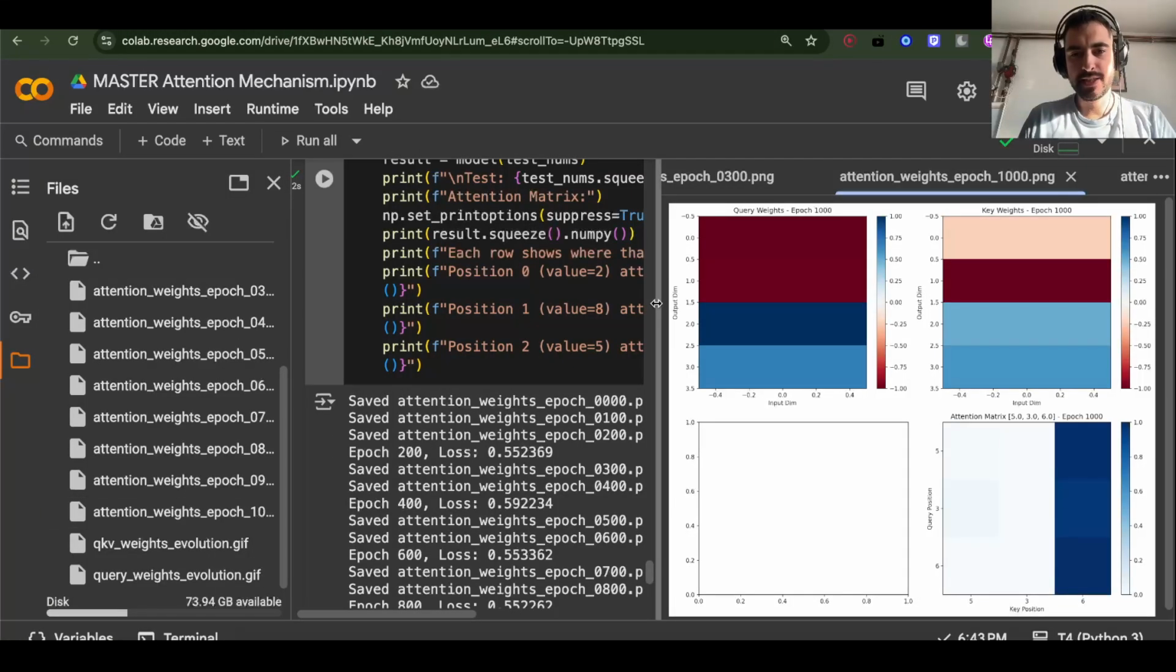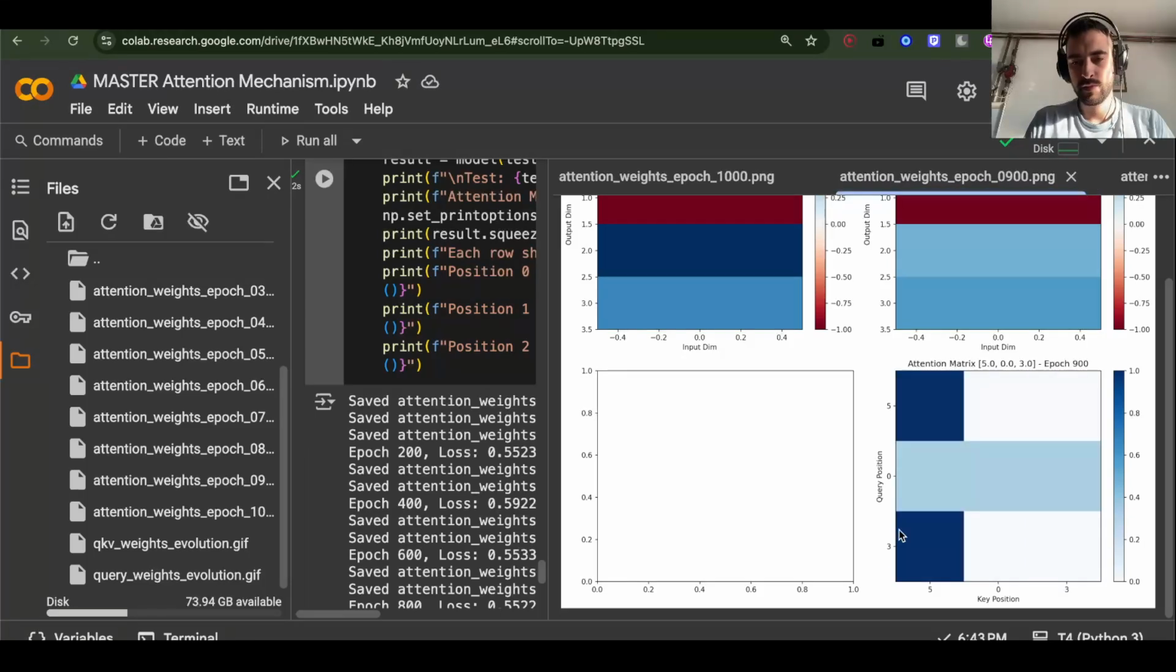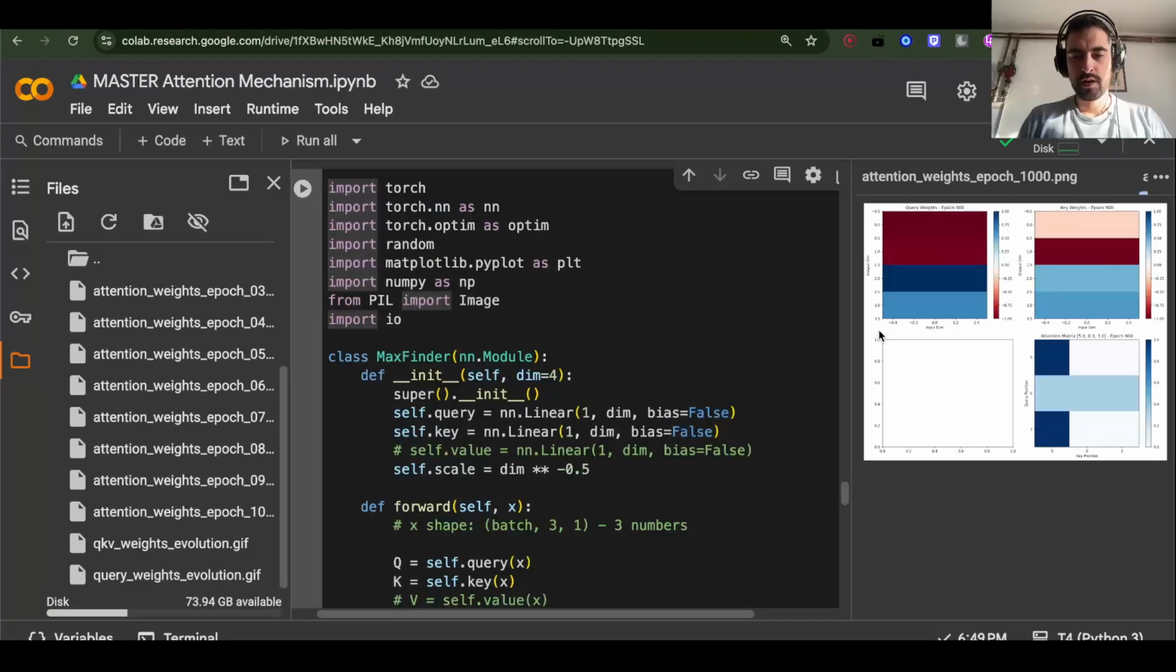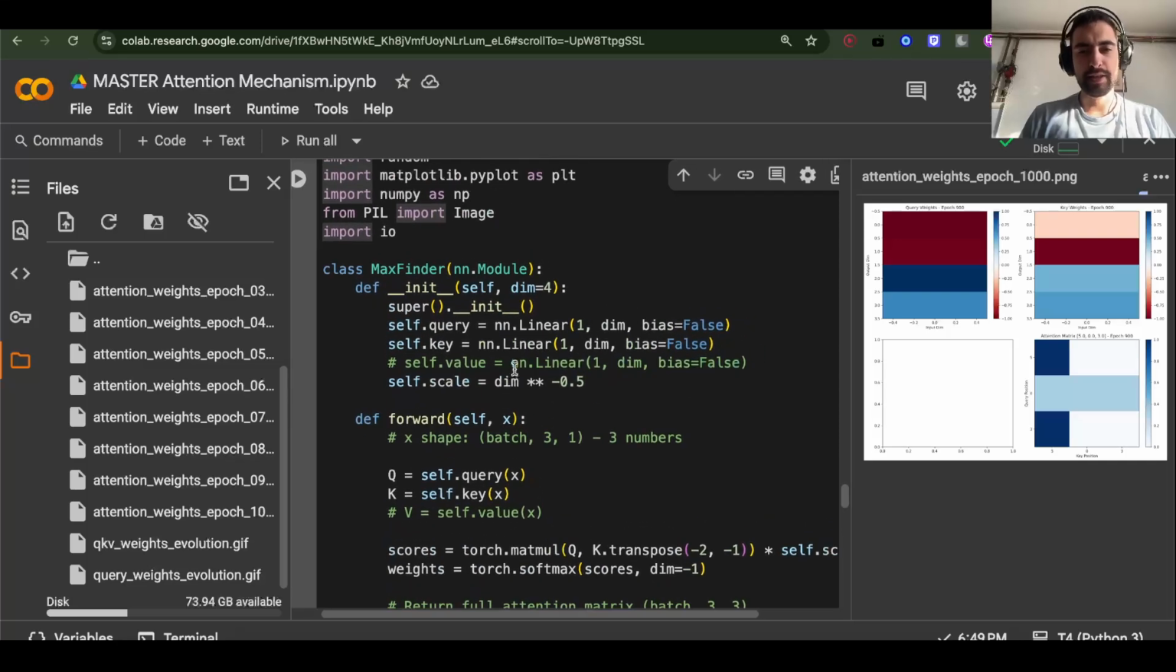So if we see how much attention it pays, you see here we have 5, 3, 6. It pays most attention to 6 because it is the highest number. So number 5 pays most attention to 6, number 3 to 6, and number 6 to 6. So all of them pay most attention to this number. But here is an interesting question or problem. Why is number 0 paying equal attention to every position? Try to find it yourself so you can understand this neural network better.